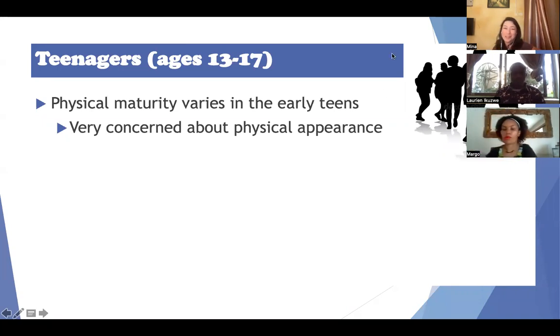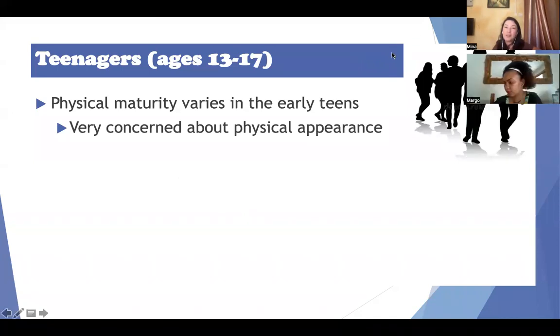Yes, it can be a tough stage. And so those late bloomers can be very concerned about their physical appearance. And certainly this is an age when, especially between genders, there's a lot of attention between genders that can make them more sensitive and self-aware. Yeah, very good, Mary. It's really a period of discovery.